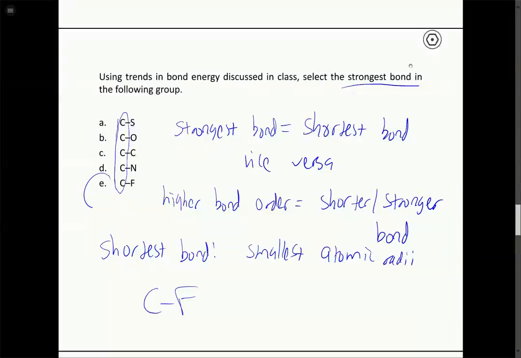Alright, so when we're looking at trends in bond strength, we're really thinking about the trends in bond length, which comes down to the atomic radii of the atoms that are bonded together. And if you want a shorter bond, you want smaller atoms bonded to each other. In this case, all the bonds have one atom in common, so we're just finding the atom that carbon is bonded to that's the smallest of these five, and that's going to be fluorine, which would give us the shortest bond.